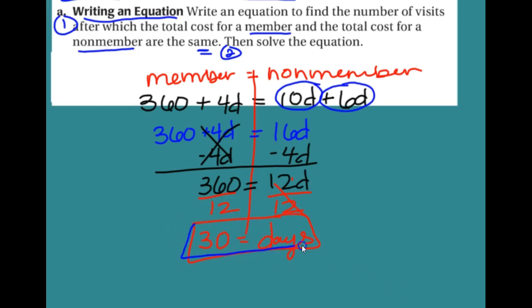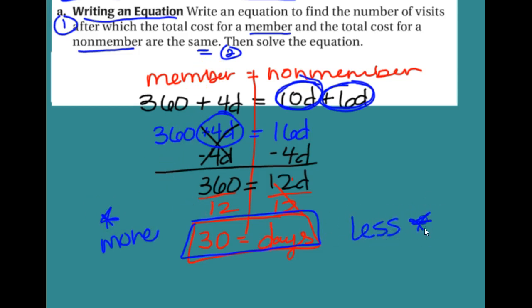So after 30 days of using the gym, it would cost a member and a non-member the same. So if you're going to go to the gym more than 30 days, if you go 31 days, you're paying an extra $16 if you're a non-member, but if you're a member, you're only paying an extra $4. So if you're going to go more than 30 days, it's going to be beneficial to be a member, but if you're going to go less than 30 days, it would be beneficial to be a non-member.